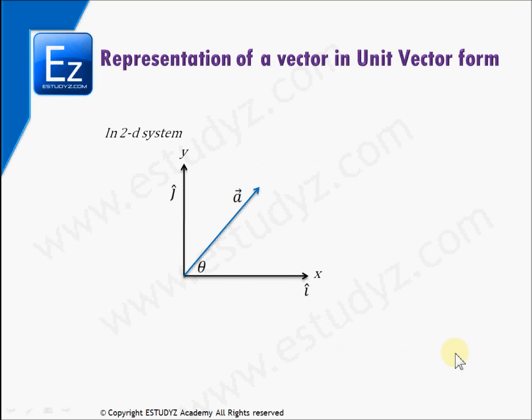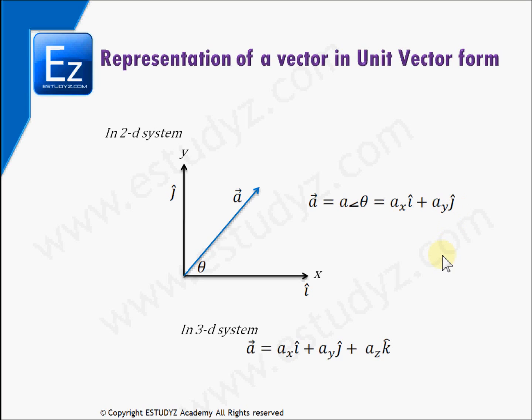In a 2D system, a vector A can be represented in polar form, which is A and angle theta, and the unit vector notation is Ax i cap plus Ay j cap. In a 3D system, we'll have just another component which would be added to the existing x and y components, that would be Az k cap.